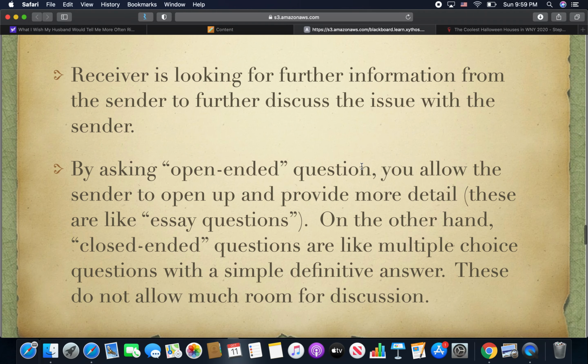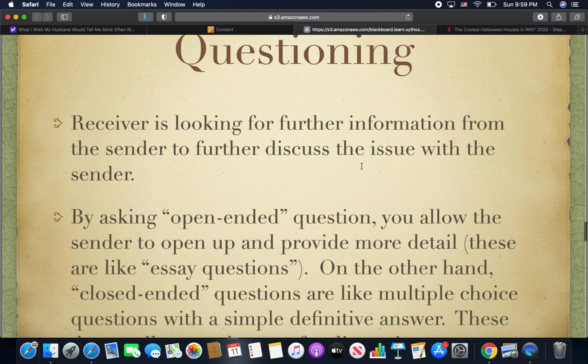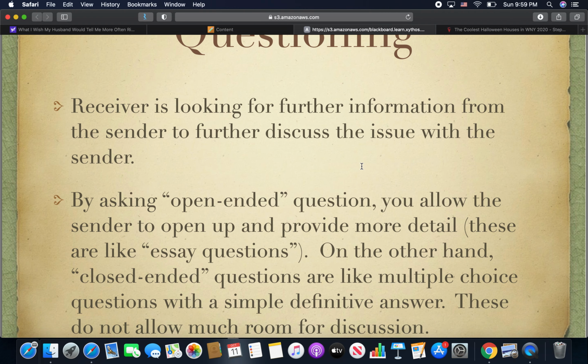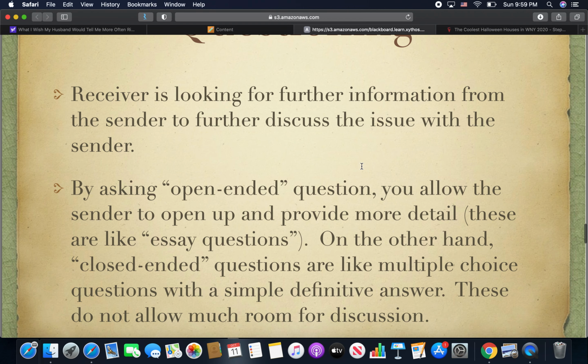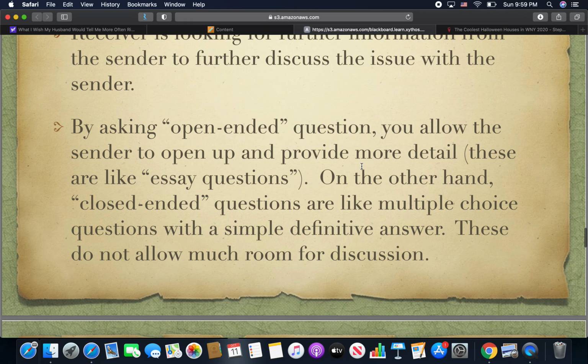The next one is the questioning, and this is when the receiver of the conversation is looking for more information. They want the full picture. They're not going to offer you advice or suggestions until they get the whole big picture. So they tend to ask open-ended questions that leave you providing more details, more information, instead of close-ended questions.